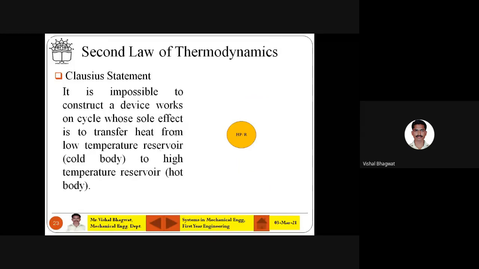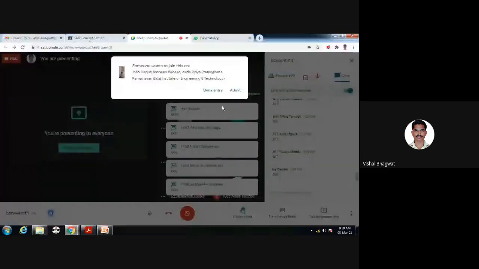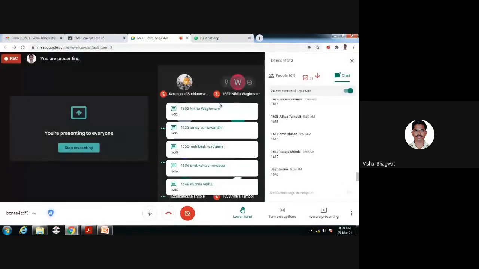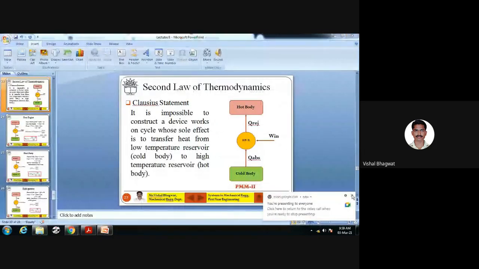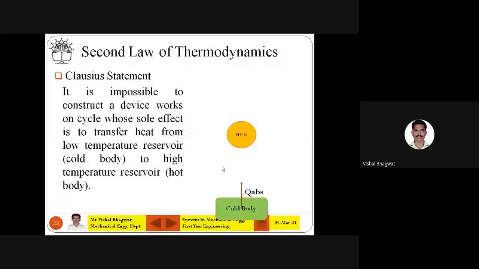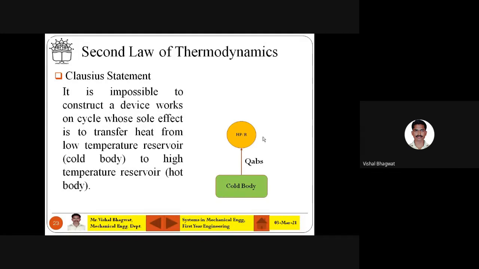Fine. The Clausius statement: it is impossible to construct a device which works on a cycle whose sole effect is to transfer heat from a low temperature body to a high temperature body. This is a figure of PMM2 according to the Clausius statement. The Clausius statement is saying that this figure is impossible. Understood?